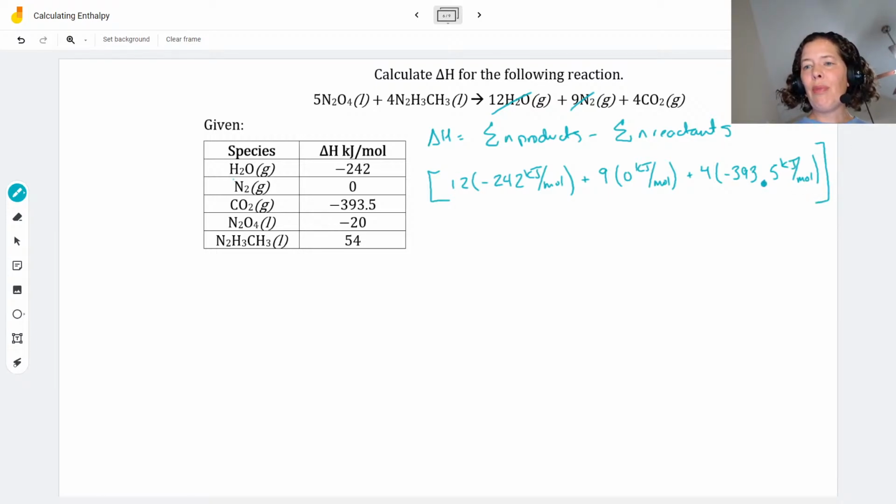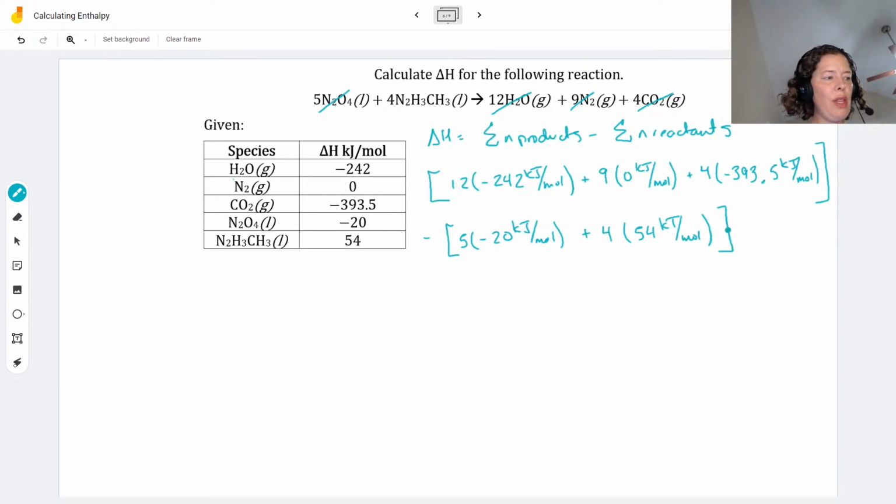End of big bracket here, because that is my last product. Okay, so that is the sum of my products minus the sum of my reactants. So my reactants are N2O4, which right here I have a multiplier of 5. Okay, that's 20 kilojoules per mole. And cross that one out. I have my other reactant. So that has a multiplier of 4, and here is my delta H. So 54 kilojoules per mole.